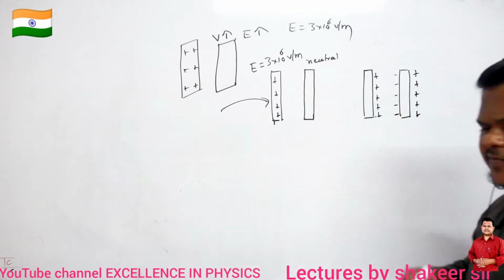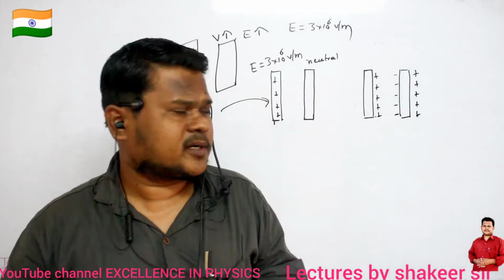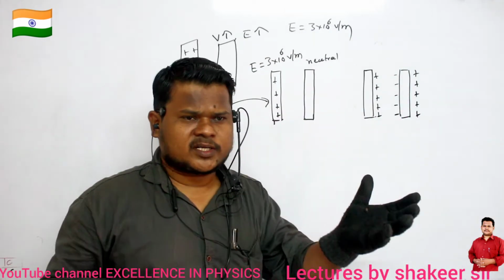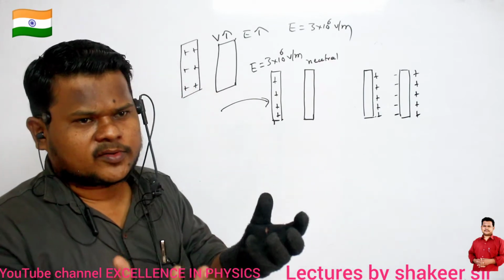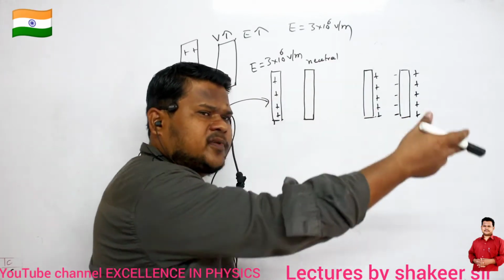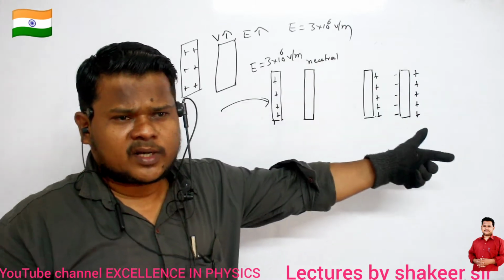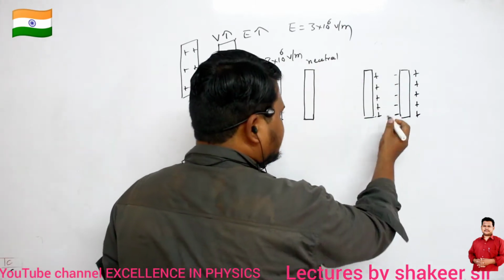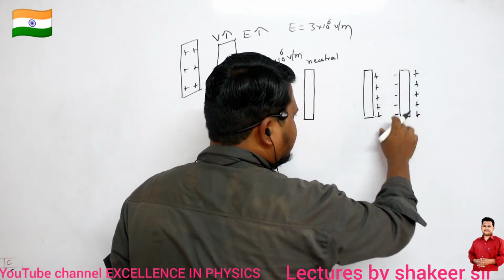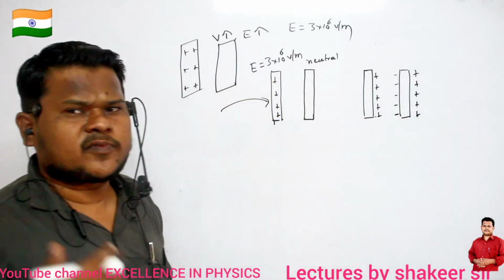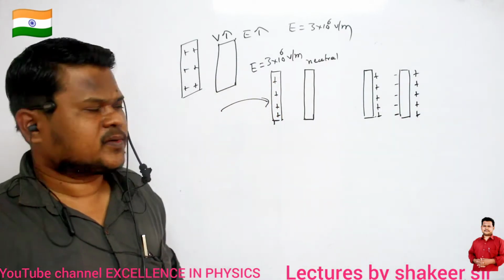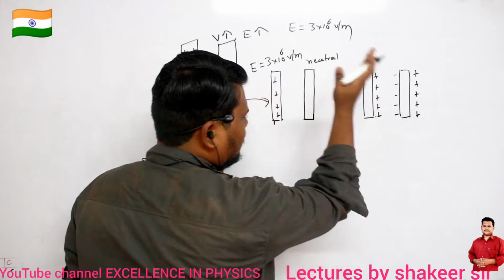So this is the concept of induction. What is meant by induction? If you are placing a charged body and an uncharged body close to each other, then the charged body will induce charges on even a neutral conductor also. So these positive charges will attract negative charges on one side, and automatically positive charges will be repelled to the other side. Okay. So if this is the arrangement, now what is the effect of this one?